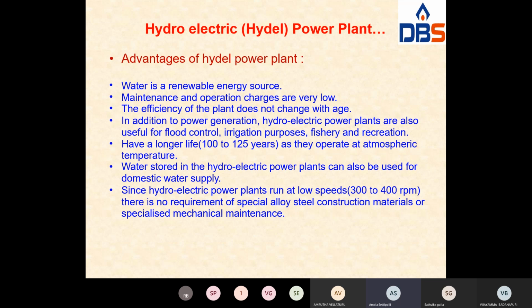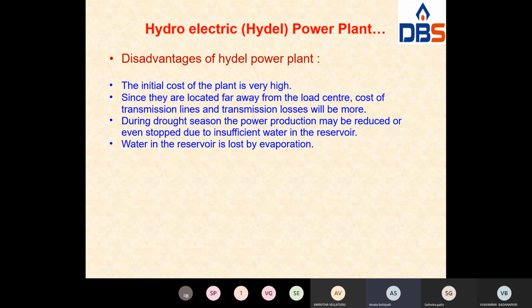Okay, these hydroelectrical power plants run at a speed of 300 to 400 rpm. So at that time there is no special requirement for either a turbine or generator. There will be no special alloy steel construction materials, and specialized mechanical maintenance will not be required. That is also one advantage.